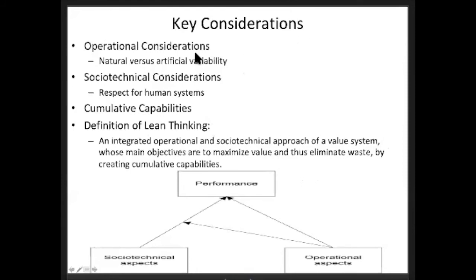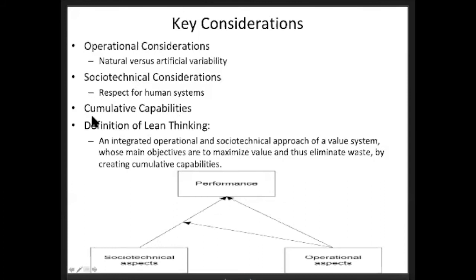Some considerations: there are operational considerations, which focus on the variability within the system, natural versus artificial variability that you're trying to address. Socio-technical consideration is where human beings have to do things, and when you expect them to do everything just in time, it can add stress into their activities. So one needs to understand that this is a socio-technical system, and hence the human part of the overall equation needs to be also understood when the value streams are being managed and improved.